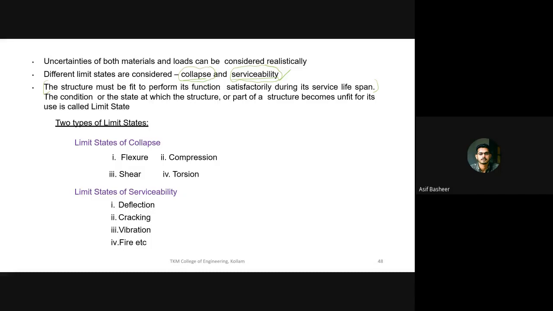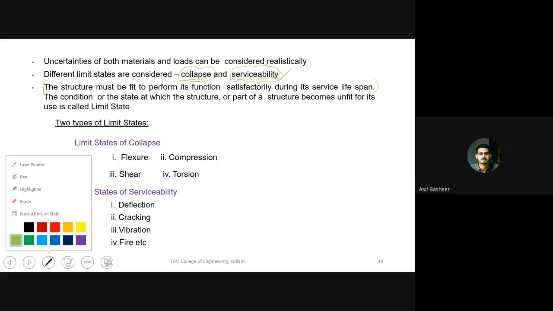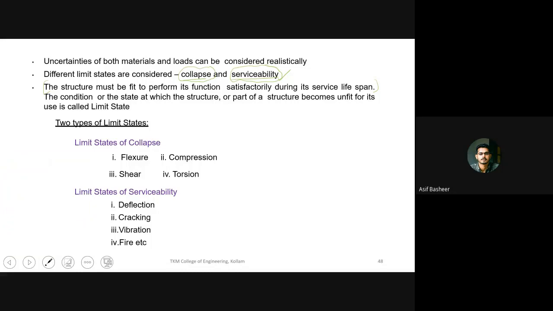And the second one, I told you, limit state of serviceability. Limit state of serviceability means: if there is excessive deflection, or enough cracking, or excess vibration, cracks due to vibration, or there occurred fire. Even if these things occurred, there is a chance for the structure to be made useful again. It hasn't reached its limit state of collapse.